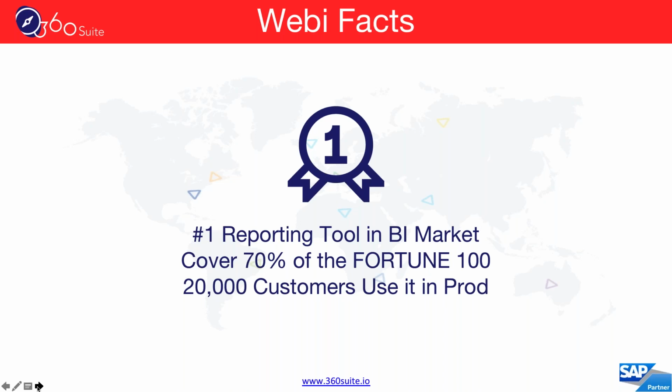Okay. Maybe I should go through all these slides, unless Nathan, you want to say something about them? Those are not my slides. Yeah, yeah. We just like to here at the 360 Suite. We are huge fans of Web Intelligence and really Business Objects as a whole. But just a few fun facts. So the number one reporting tool in the BI market today is still Web Intelligence. Covering over 70% of the Fortune 100, or over 20,000 customers.